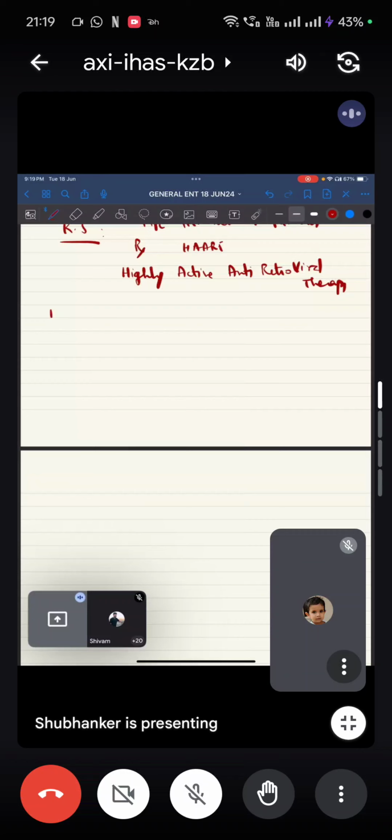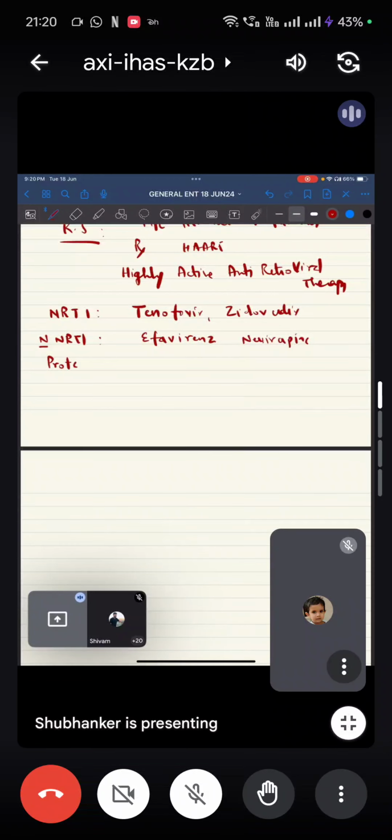There are 4 sorts. First is your NRTI. This is your nucleoside reverse transcriptase inhibitor. ठीक है? इसमें तुम्हारा टेनोफोविर आएगा, zidovudine आएगा. Then you will have non-nucleoside reverse transcriptase inhibitors. इसमें you will be getting your efavirenz, nevirapine. Two examples, but one example you should remember. ठीक है? Then there's something called a protease inhibitor.